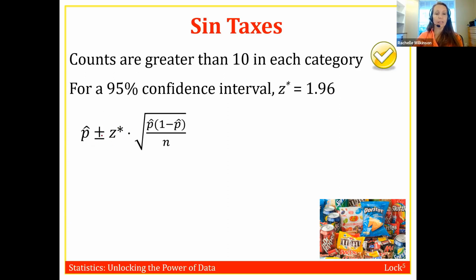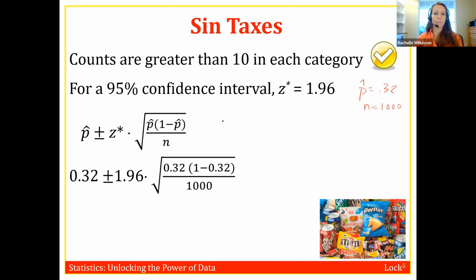So I have p hat plus and minus Z star times the square root of p hat times 1 minus p hat over n. Remember, my p hat was equal to 0.32, so now I just plug in 0.32 for p hat. I plug in 1.96 for Z star. My n was 1,000. So I can plug all those numbers in here, and then I can work on that calculation.